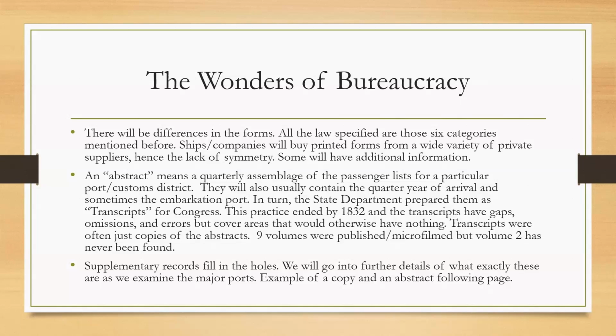About 9 published volumes were created and eventually microfilmed, which we'll talk about when we get into how these lists were preserved later on. But Volume 2 disappeared at some point before 1960 and has never been found. So depending on the port that we're going to talk about, supplementary records will fill in these gaps. So let's start talking about that. But first, I want to show you an example of a copy and an abstract.